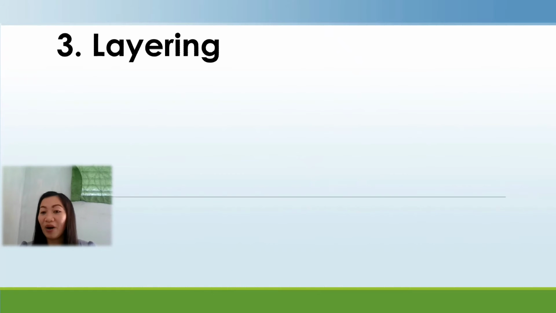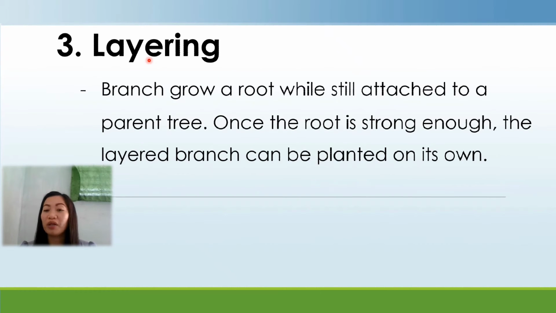Now we are in the third method. We have what we call layering. Again, layering. When you say layering, it's a method in which the branch grows a root which is still attached to the parent tree. Once the root is strong enough, the layered branch can be planted on its own.